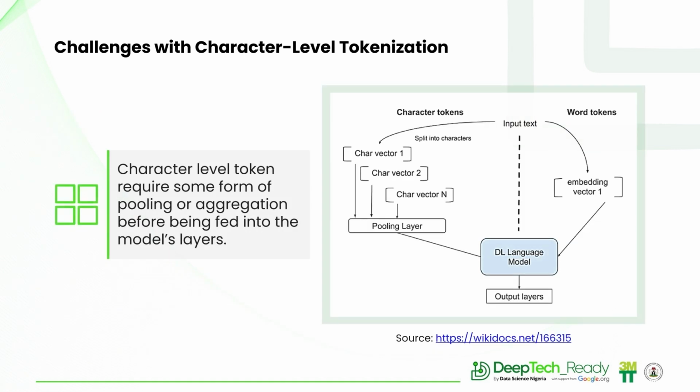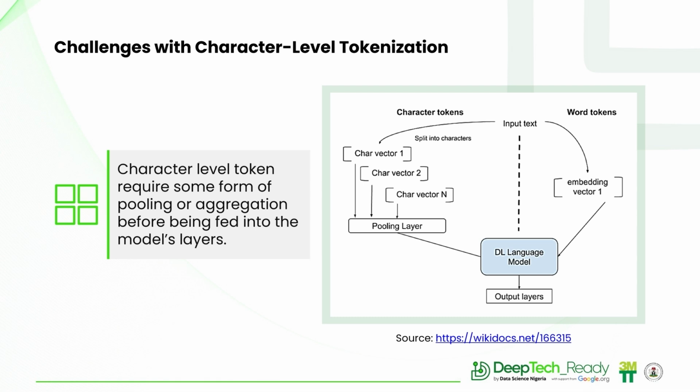So in order to handle this increased sequence length and the granular input of character level tokenization, we often require a special process to handle this. And this basically involves pooling or aggregation before the characters are passed to the deep neural network layers of the model. And here is how it works. The input text is first of all broken down into individual characters, with each character represented as a vector.